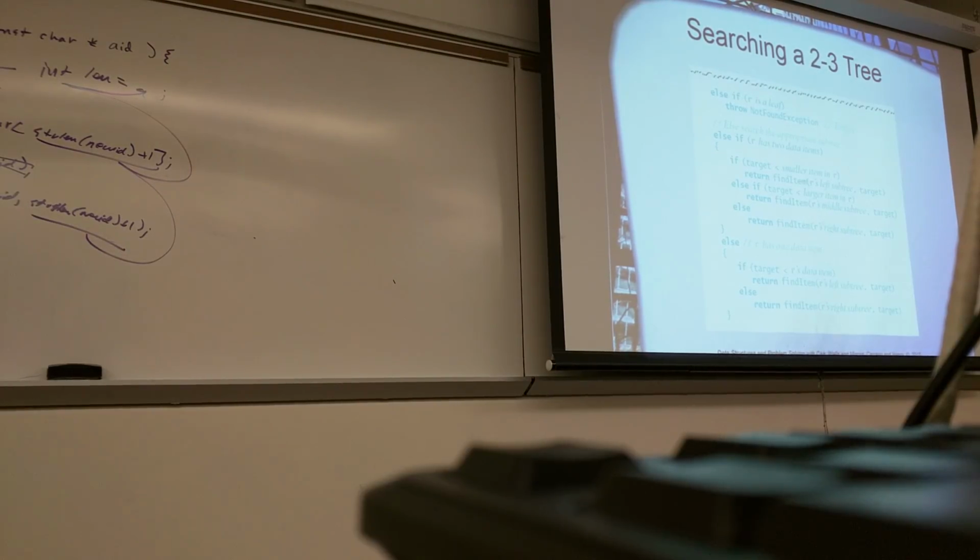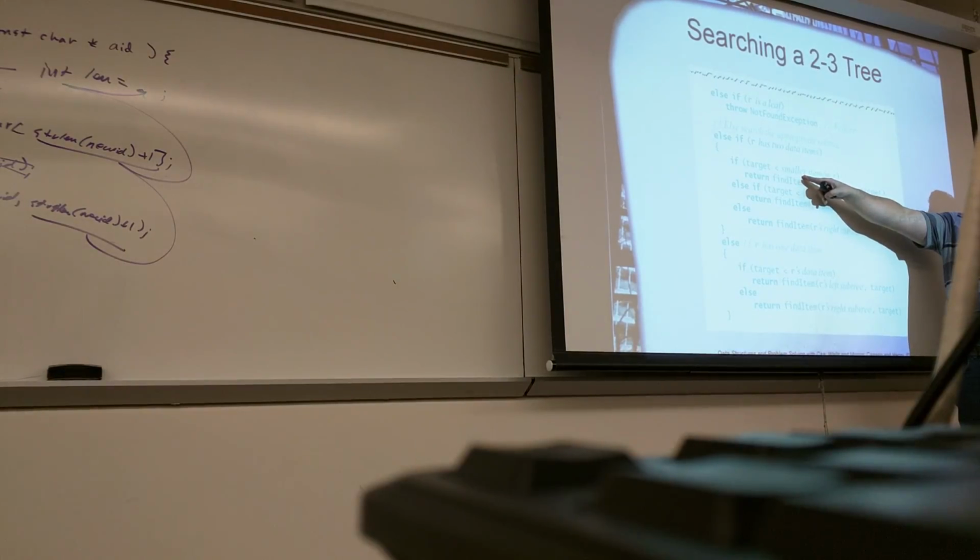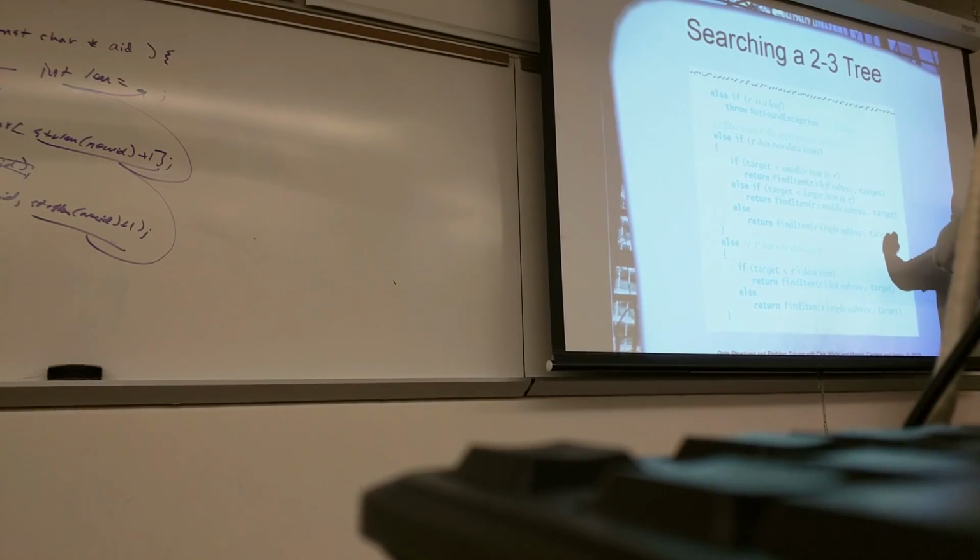Otherwise, if I have two data items, that is, I'm a three node, two data items, three children, then if the target is smaller than the first item, I have the small and the large. If the target is less than the small one, then I go into that tree. If it's between these two, I go into this tree. And if it's greater than this one, I go into that tree. If it's a single data item, that means it's a two node, then I just do kind of like a binary search tree.